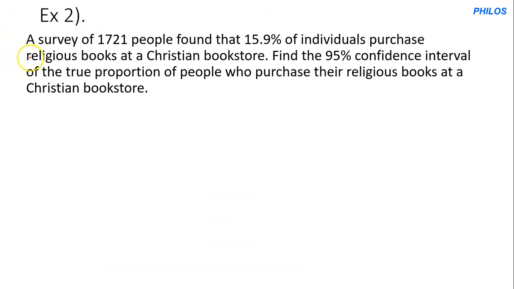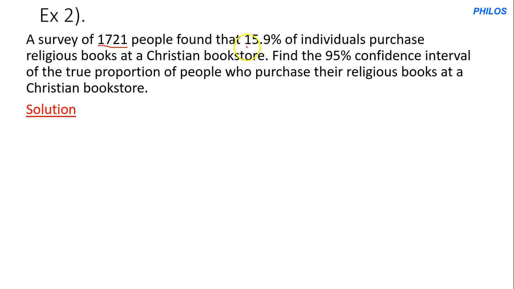Example 2 says, a survey of 1,721 found that 15.9% of individuals purchase religious books at a Christian bookstore. Find the 95% confidence interval of the true proportion of people who purchase their religious books at a Christian bookstore. To solve this, first look at the question. The sample size has been given as 1,721.